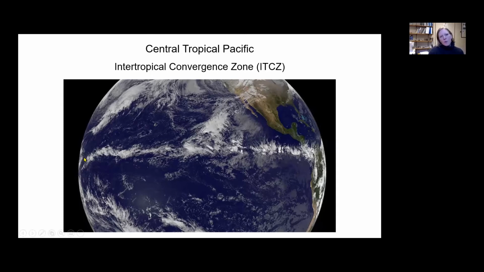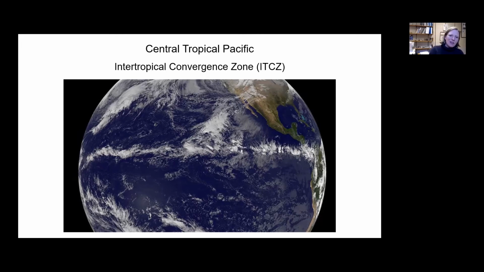So what we're looking at here again is the Pacific Ocean. And we're looking at this prominent feature, a band of clouds that goes all the way across. This band of clouds is showing us where the intertropical convergence zone is. And this is a zone of convection. We're also seeing that there is consistent precipitation that goes along with these clouds. So this band is a zone of consistent precipitation all the way across the tropics.